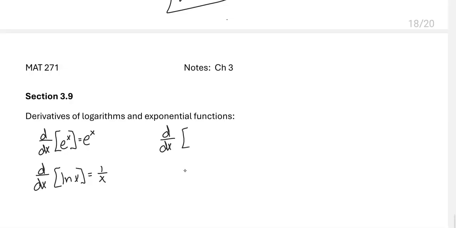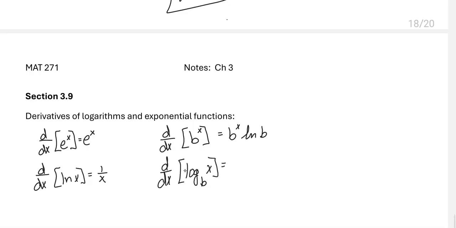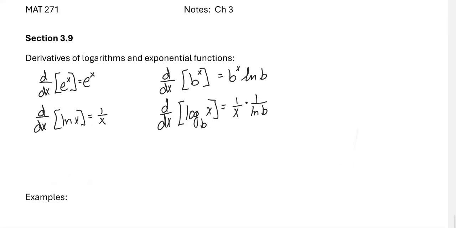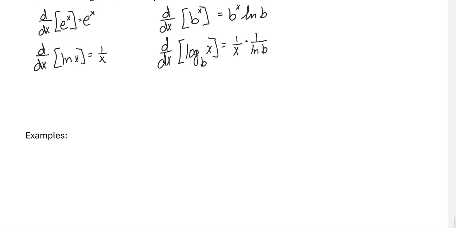The derivative of b to the x, where b is any base except e, is going to be b to the x times the ln of b. And the derivative of the log base b of x is going to be 1 over x times 1 over ln of b. So let's look at a few examples.